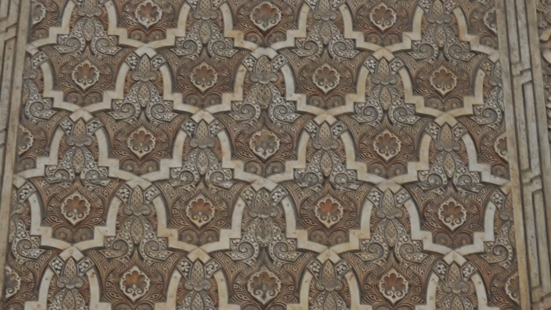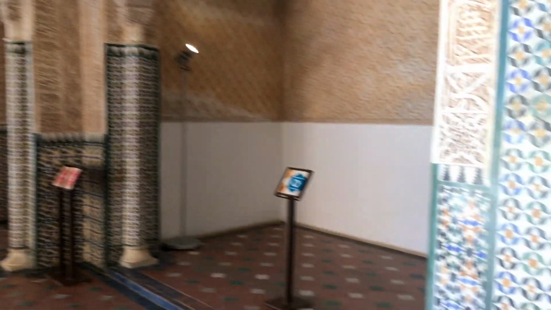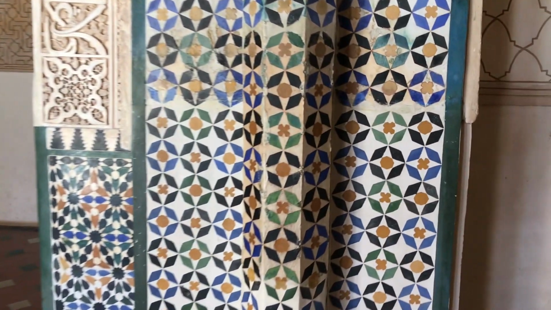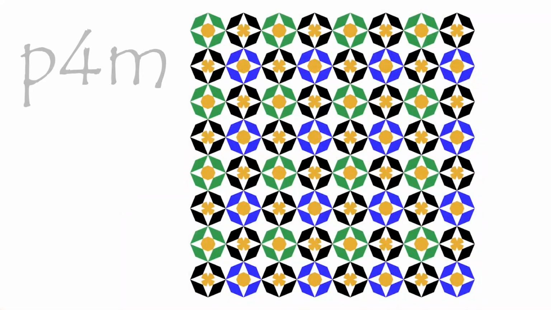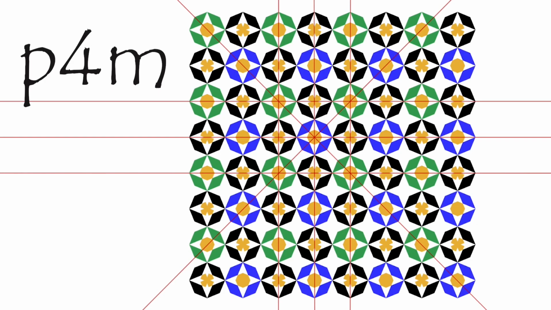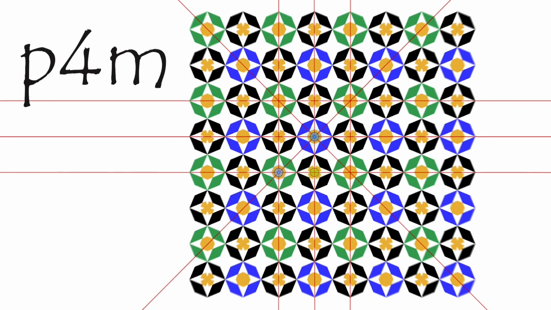Right next to it, we have again a CM, the same design, although less complex than the one we found in the throne room. In the columns throughout this room, we can see two types of colorful tilings. The first is catalogued as P4M. We can see the axes of symmetry in red, displaying points of order 4 in blue and order 2 in green.